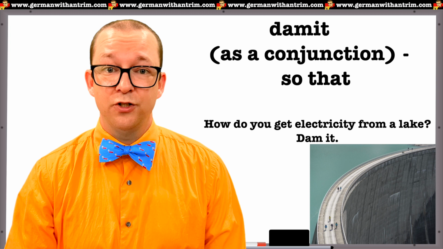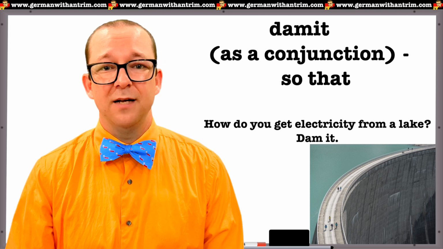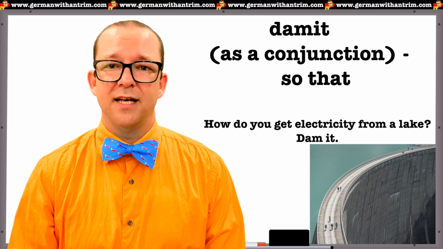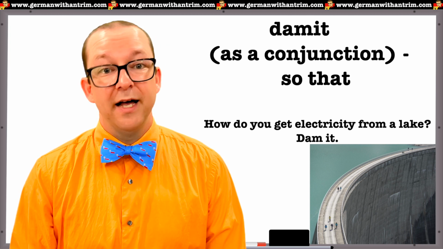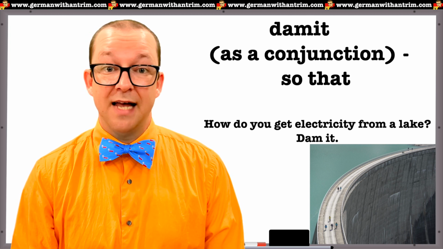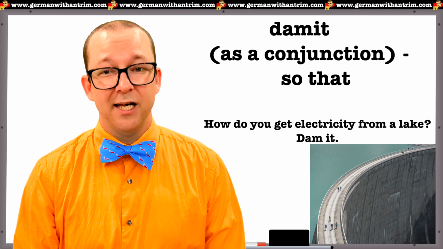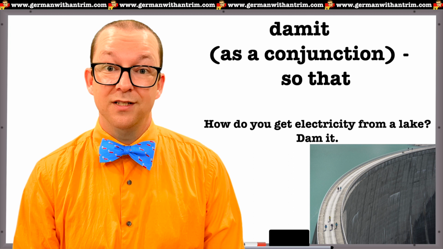I cover the conjunction use of damit in a lot more detail in my subordinating conjunctions video, but the short version is, it's used to say something like so that. It also pushes the conjugated verb to the end of the clause, just like all of the other subordinating conjunctions do. Here are a few more examples of how to use damit.